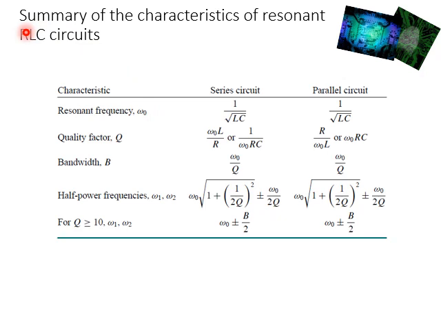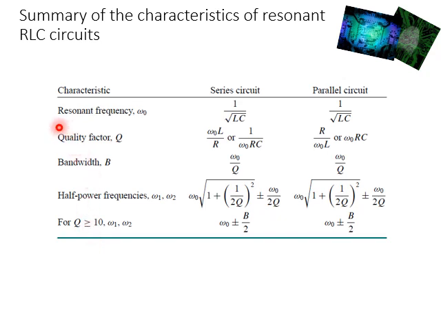Summary. So the summary of some characteristics of resonant circuits. We have series and parallel. Basically, the parameters concerned are the resonant frequency, the quality factor Q, the bandwidth B, the half power frequencies omega 1 and omega 2, and omega naught, when the circuit has high Q, meaning Q more than 10.